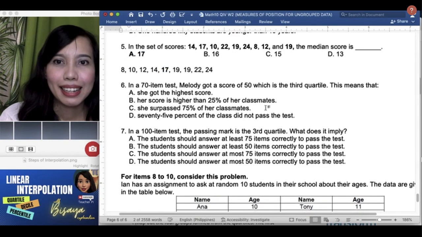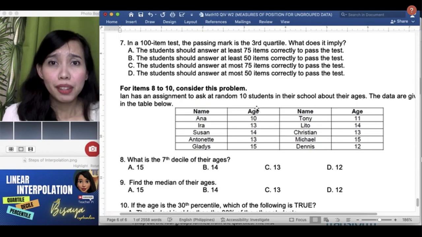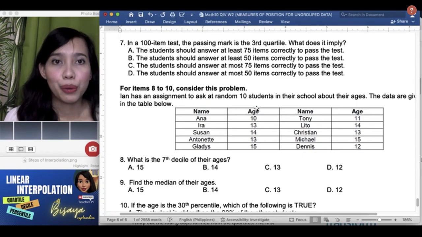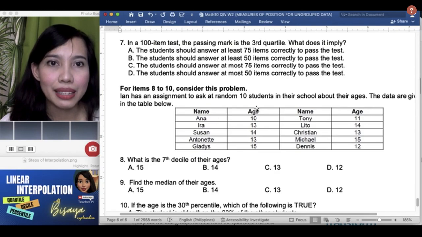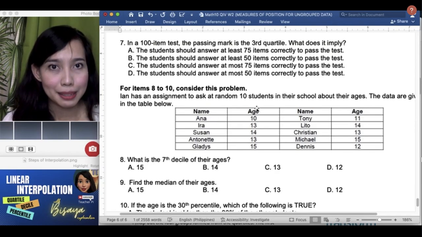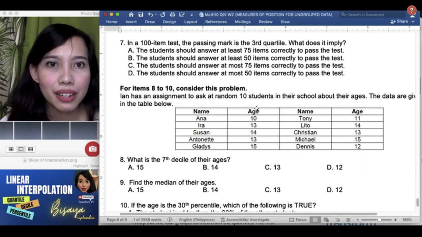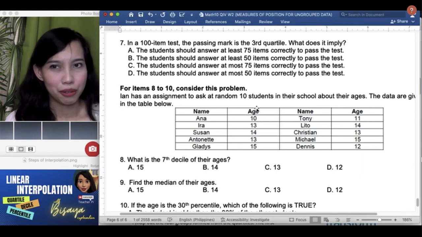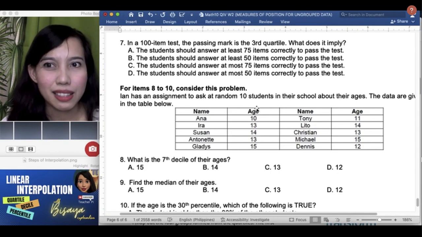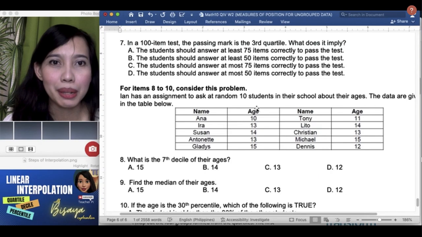Okay. Number 7. In a 100-item test, the passing mark is the third quartile. What does it imply? A. The students should answer at least 75 items correctly to pass the test. B. The students should answer at least 50 items correctly. No, 50% is just the second quartile or the median.